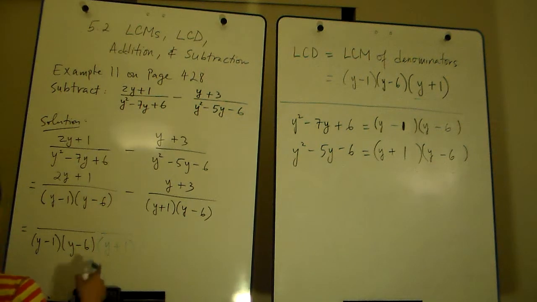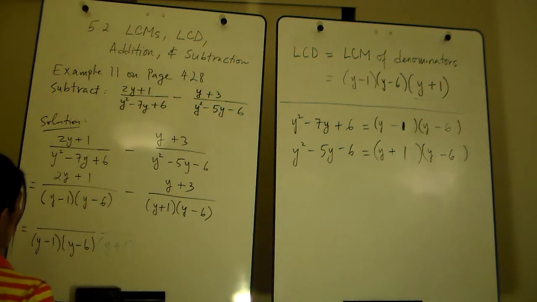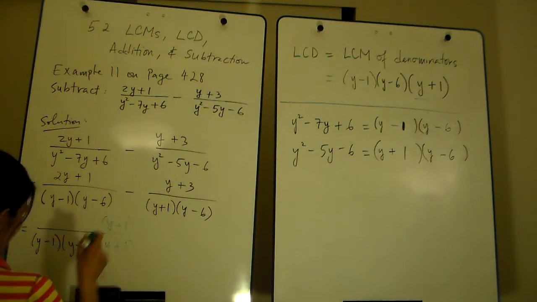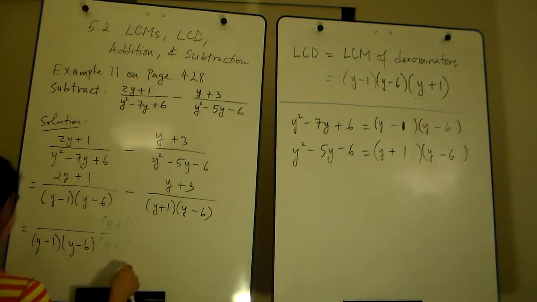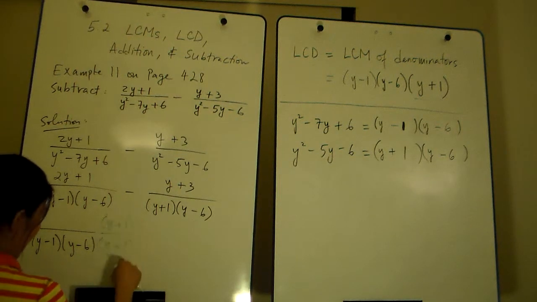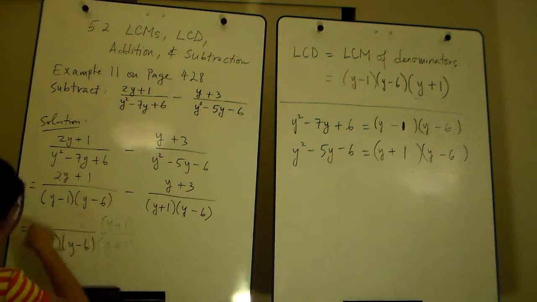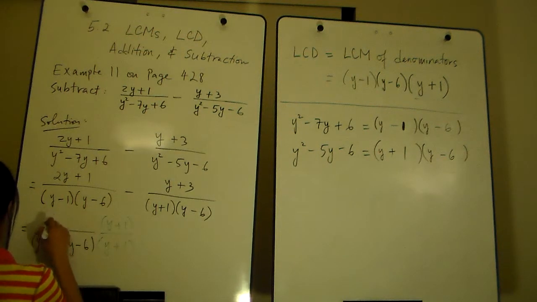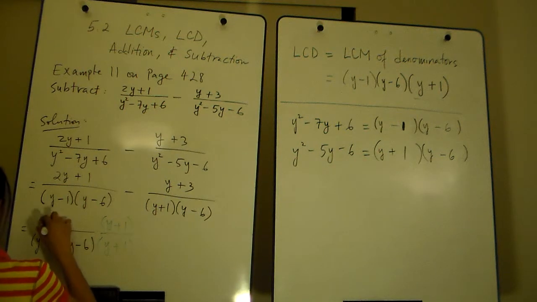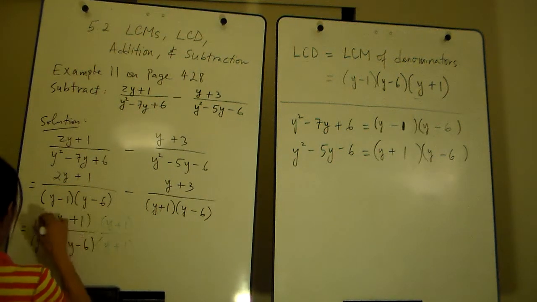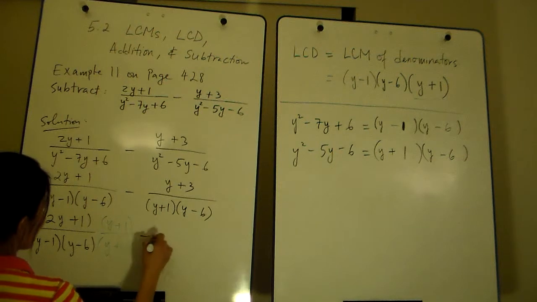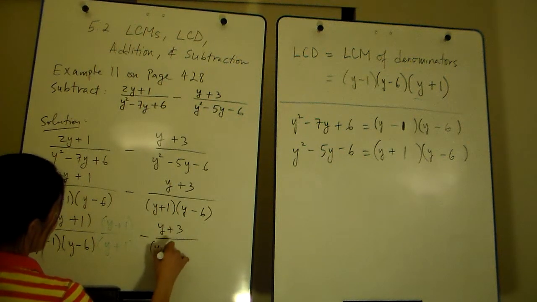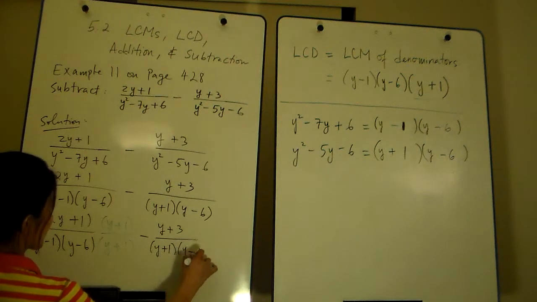Okay? Now, if you do that, you change the original problem. So to compensate, you multiply by the same expression, y plus 1. So y plus 1 divided by y plus 1 is 1. So one time, this first fraction is the first fraction itself. That means we have not changed the original problem. So 2y plus 1 here on top. For this, is y plus 3 divided by y plus 1 times y minus 6.